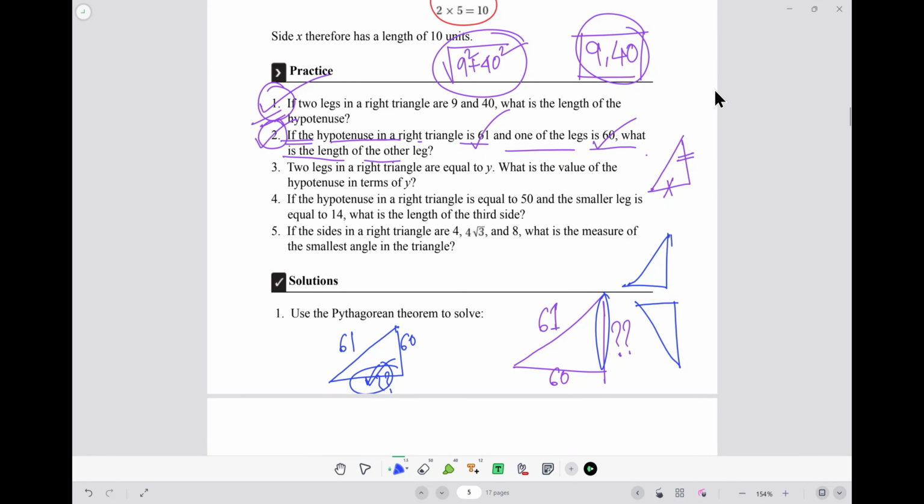Do you understand? Okay, I think you will understand more if you do some practice problems. Two legs in a right triangle are equal to y. What is the value of the hypotenuse in terms of y?